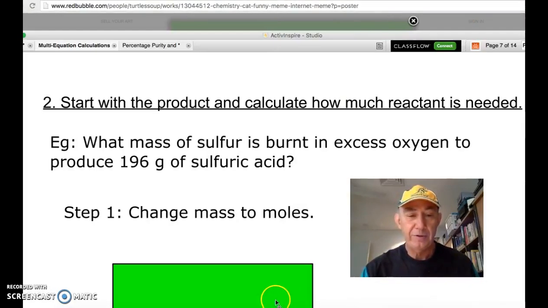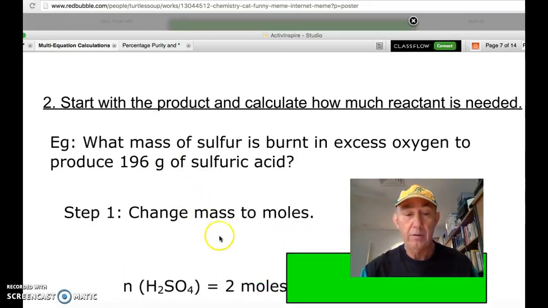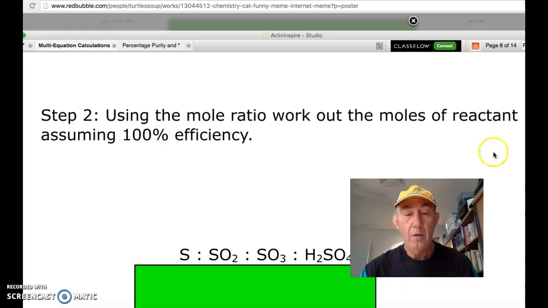So back to our question. We were changing 196 grams of sulfuric acid into moles. So 196 divided by 98, we get 2 moles of sulfuric acid. We now can go back to our sequence of reactions and work out the number of moles of reactant we needed if we assumed 100% efficiency.